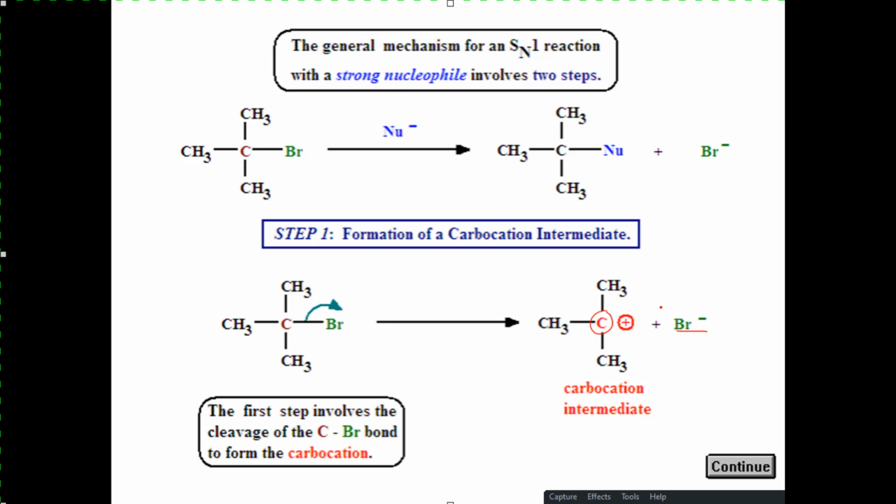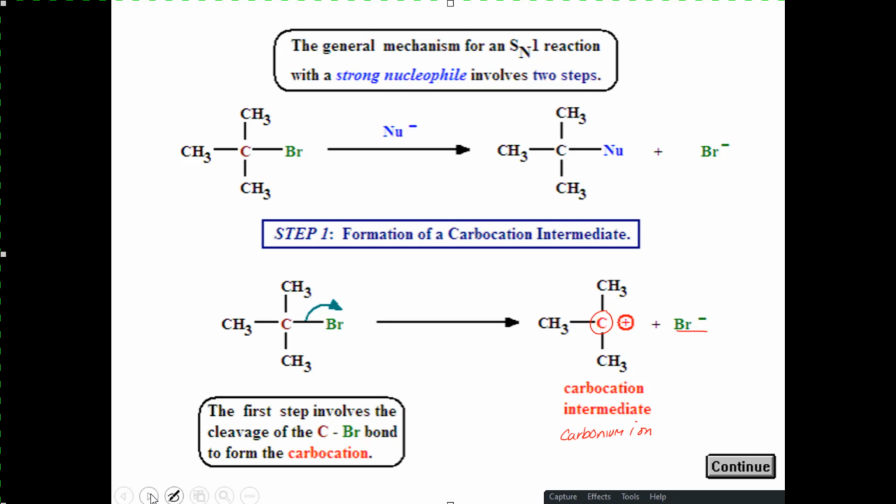Now, this carbon has 6 valence electrons, but it has an overall formal charge of positive 1. It's called a carbocation. It's sometimes also called a carbonium ion. So we have the carbocation, and that is our first step in the reaction: to form the carbocation.